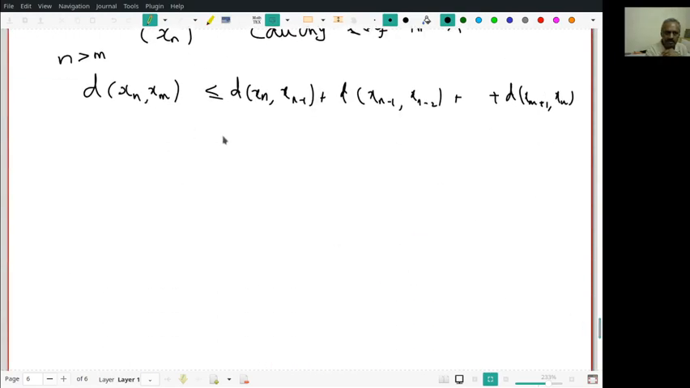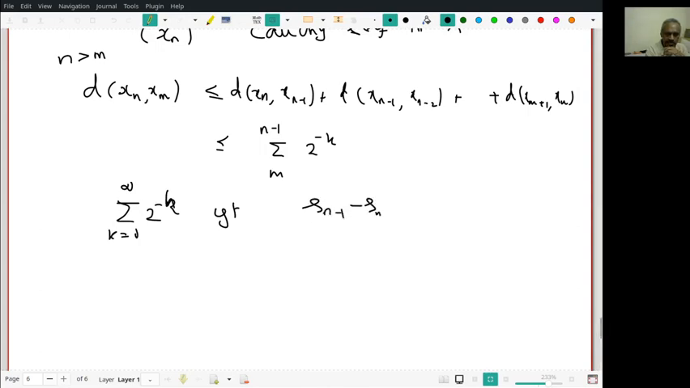Therefore, this is less than or equal to 2 to the power minus k, where k runs from m to n minus 1. I hope I am right. Now what do I know? I know this geometric series, 2 to the power minus k from 0 to infinity, is convergent, and this is the partial sums of the series, S_{n-1} minus S_n.